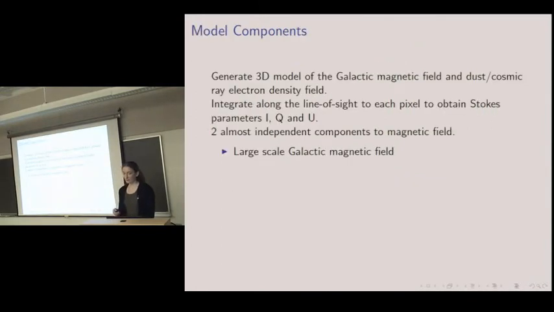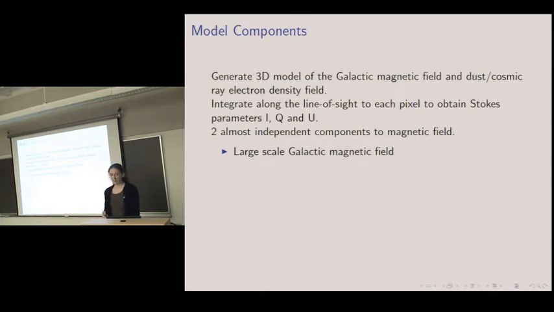So there are 5 main components which go into the modelling. We generate a 3D model of the galactic magnetic field and a 3D model of the dust and cosmic ray electron densities. And then you integrate this model out along lines of sight to each pixel in the sky to obtain Stokes parameter maps.